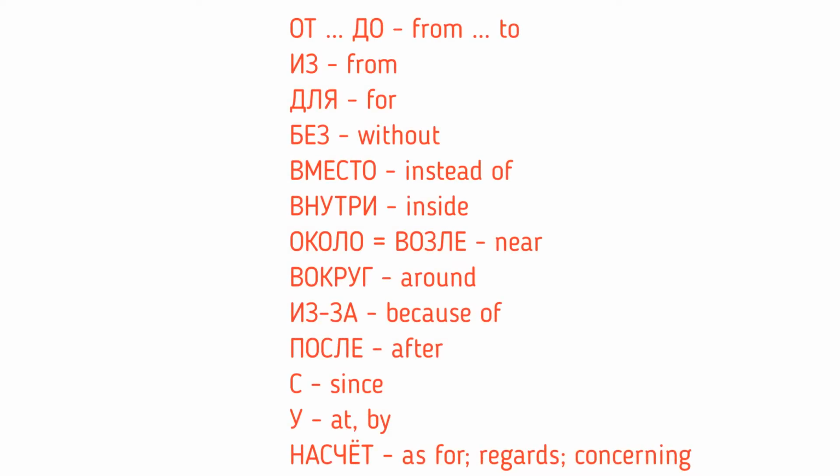Again, let's read the prepositions, all 15 prepositions, and try to memorize them. As always, you will find the task below the video. Make your own examples with each preposition, which will help you to memorize them better. От, до, из, для, без, вместо, внутри, около, возле, вокруг, из-за, после, с, у, насчёт.